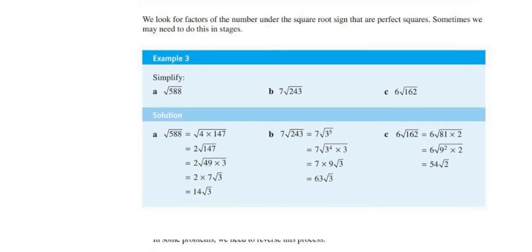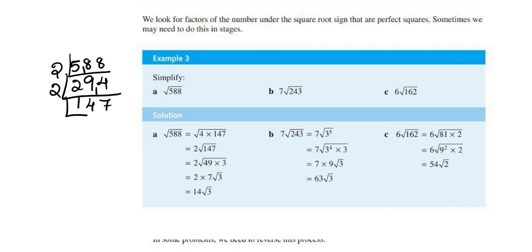Then if you want to find the square root of 588, same method. You have to find the prime factorization of 588. Dividing by 2, we get 294. Again divided by 2, so you will get 147. Then again divided by 3, you will get 49.